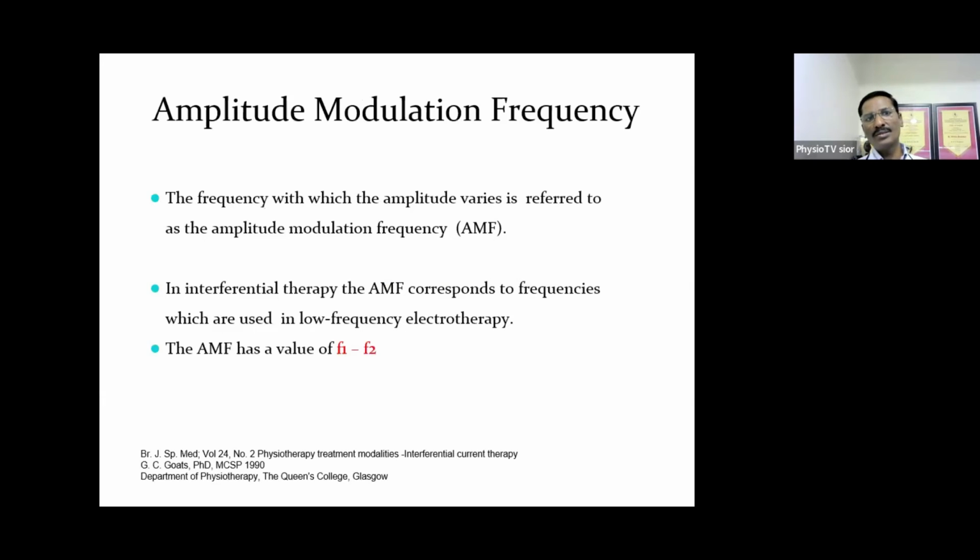Now we come across one more term, amplitude modulated frequency. What is amplitude modulated frequency? The frequency in which the amplitude is increasing or decreasing, which is varying, is referred to as amplitude modulated frequency. In interferential therapy, the amplitude modulated frequency corresponds to the frequencies which are used in low frequency electrotherapy. It can be calculated by the difference between F1 and F2, that is, the frequency in the first channel and the frequency in the second channel.